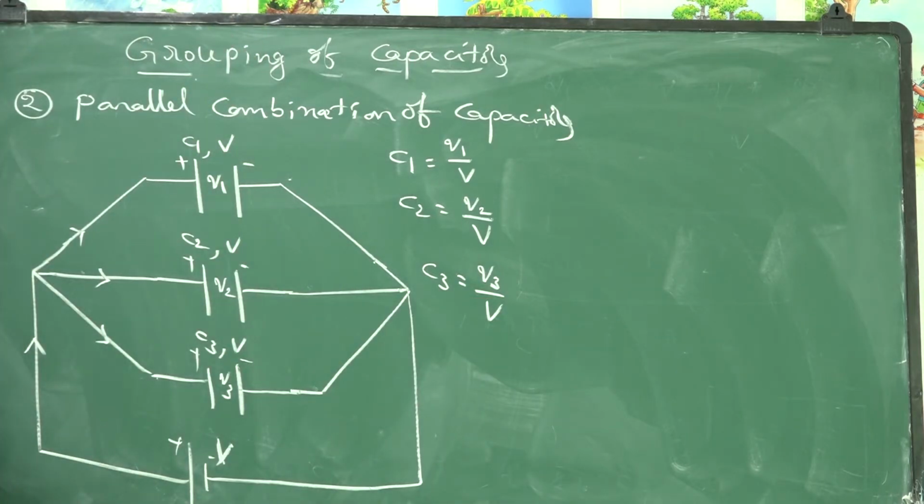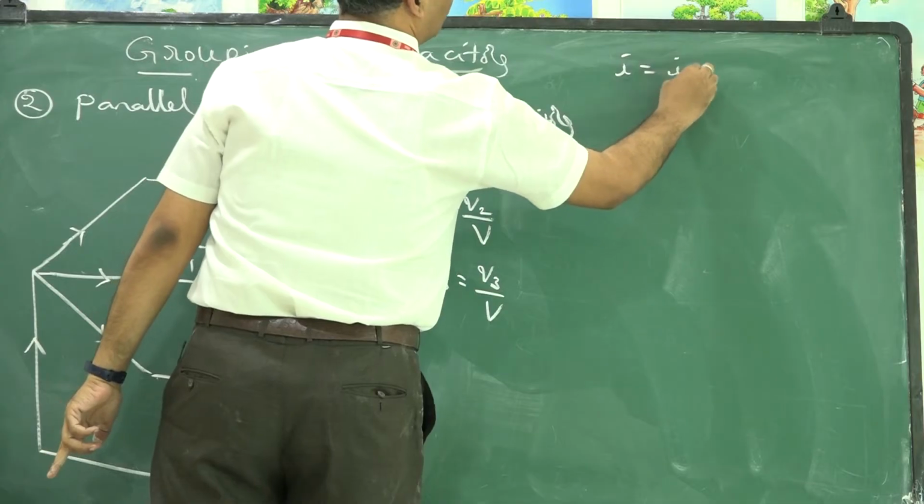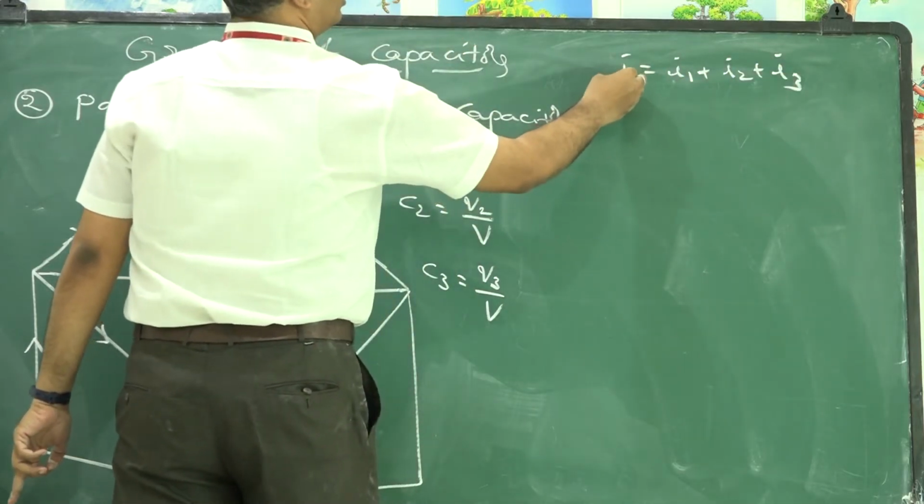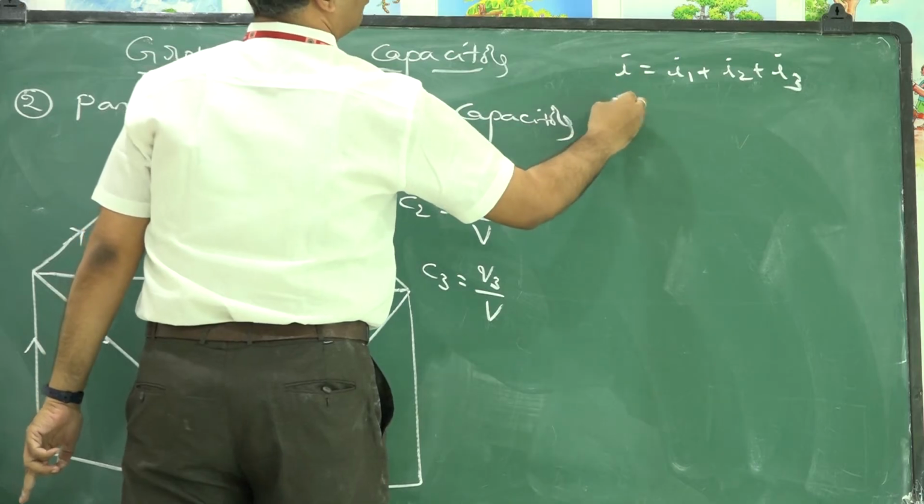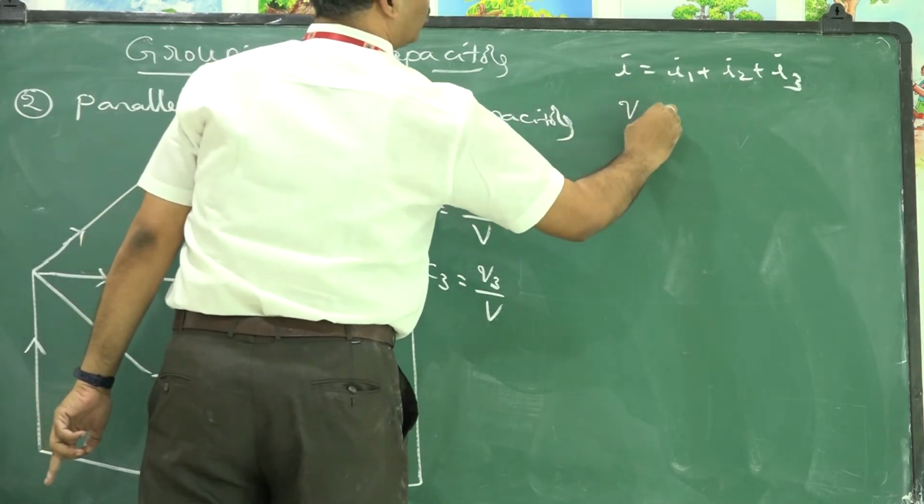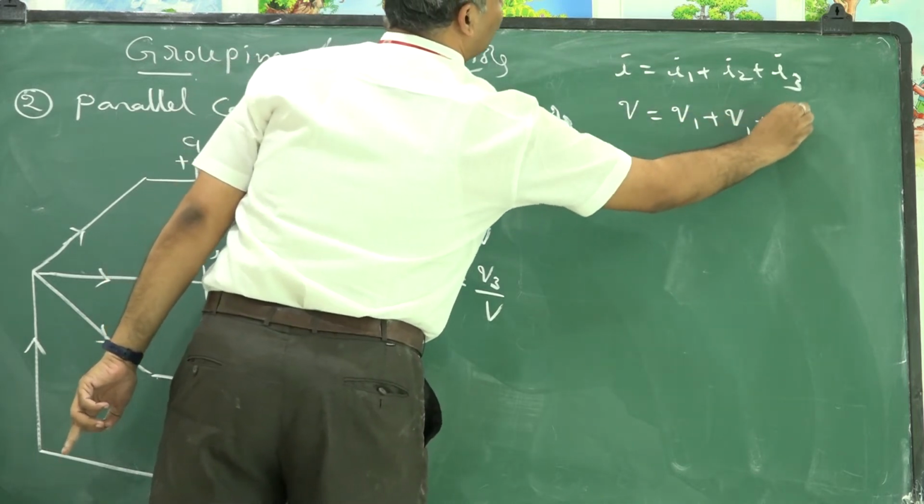And here the current is getting divided, potential is the same across all the capacitors. So how to do it? The total current can be written as I1 plus I2 plus I3. Current is nothing but charge by time taken. The same time is taken in all the three cases. Hence, you can write the total charge passing as Q1 plus Q2 plus Q3.